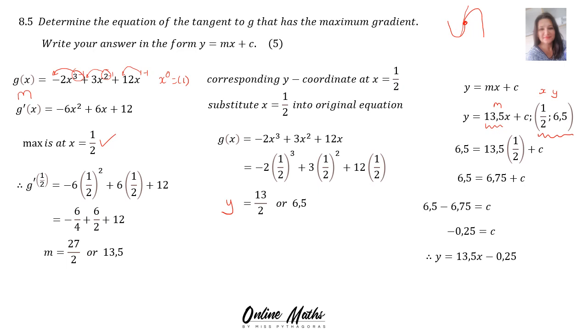And then where are your other marks? Is that you worked out the gradient, 13,5, the corresponding y coordinate where the x was a half, your substitution into y is mx plus c, and your final answer. There's your 5 marks.